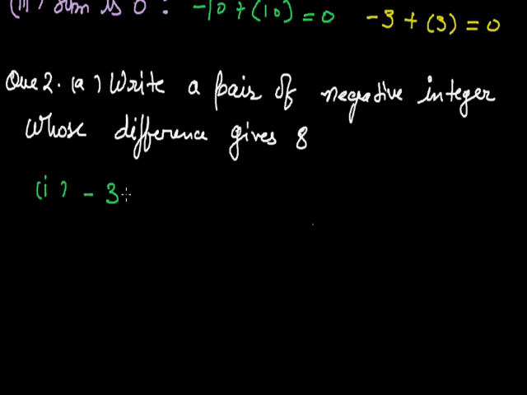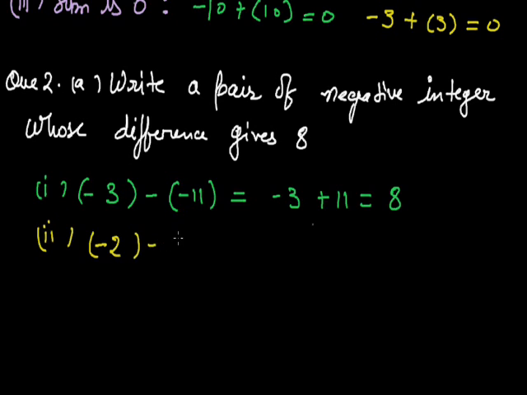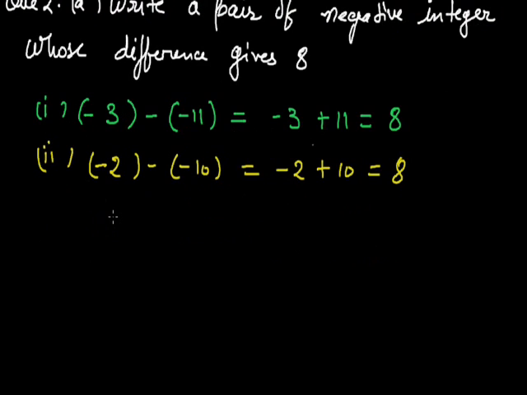Now the first pair you can choose as -3, a negative integer, and its difference with -11. Now this will give you -3, minus and minus will become +11, which will give you 8. If you want to choose another pair, you can choose -2 and -10. Again -2, and minus and minus will become +10, which will give you 8. So you can choose any one of the pairs, but both the integers should be negative.